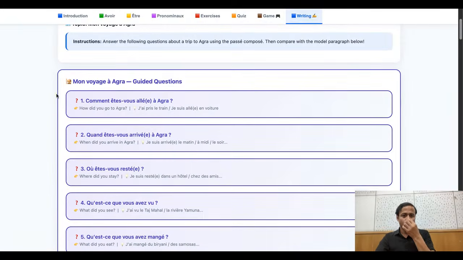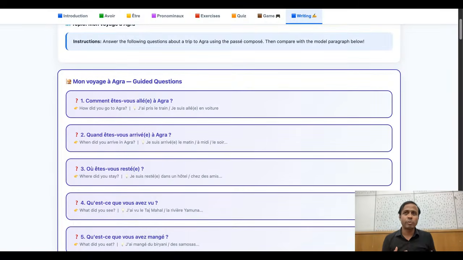For example, Mon voyage à Agra, that means my trip to Agra. Or Manali. So I have selected Agra. You can select Manali, Shimla, whatever you want to select. So now you understand how you have to implement passé composé to describe your trip. Now see the example. For example, you are going to talk about a trip. So you have to answer this question. Comment êtes-vous allé à Agra, for example. So here, for reference, I have taken the Agra trip. So, comment êtes-vous allé à Agra? So, how did you go to Agra?